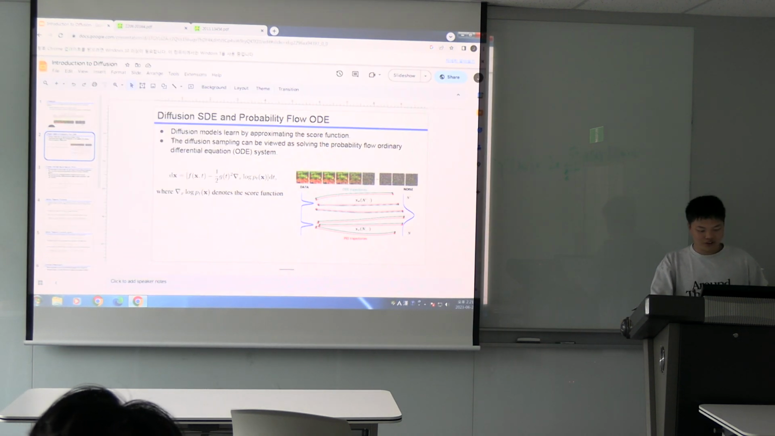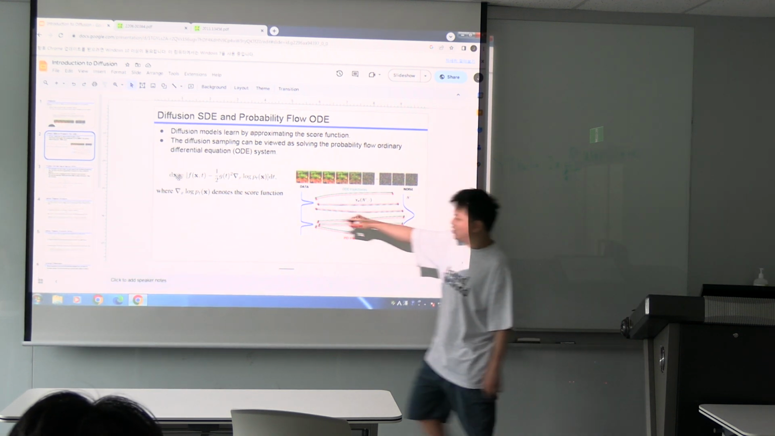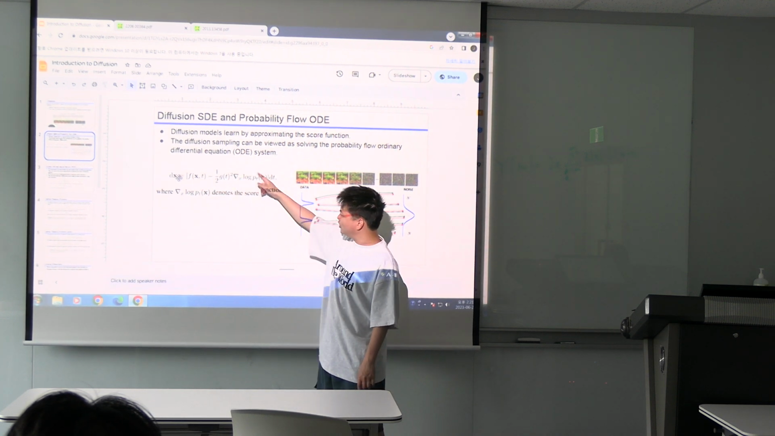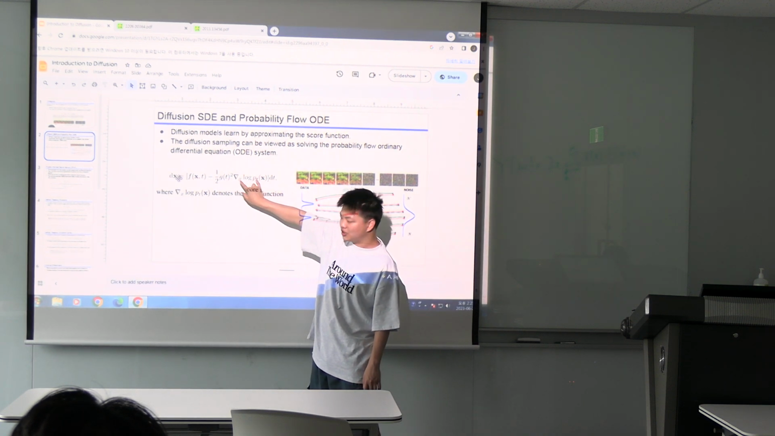So the idea is this: we know that data has this ODE system here, and we know this function here and this function here. We do not know this function here. This is a question mark. So we approximate it by a model, and that's the diffusion model.